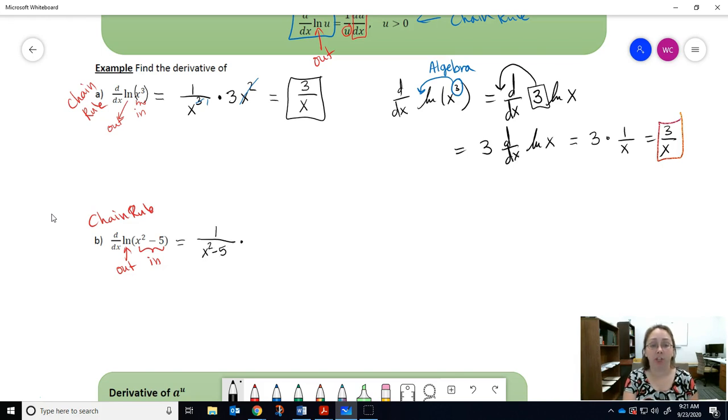Then you have to finish the chain rule. The derivative of the inside is 2x. So put them on top of each other, and you're done.